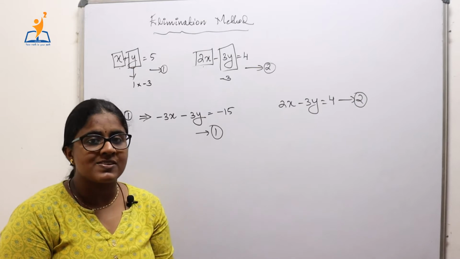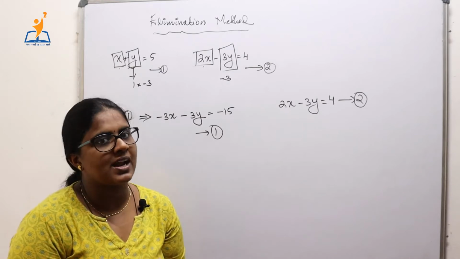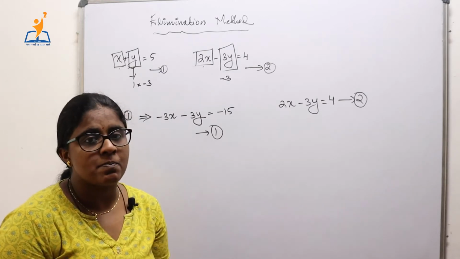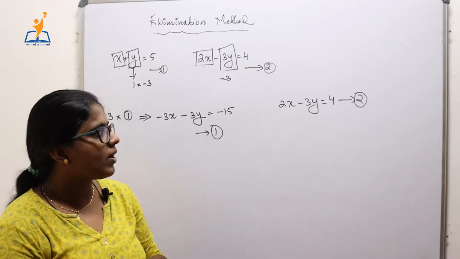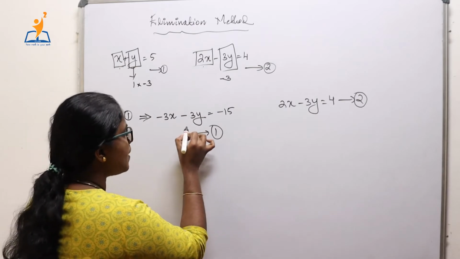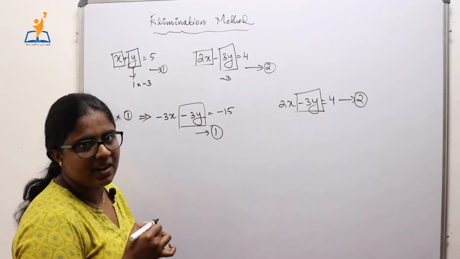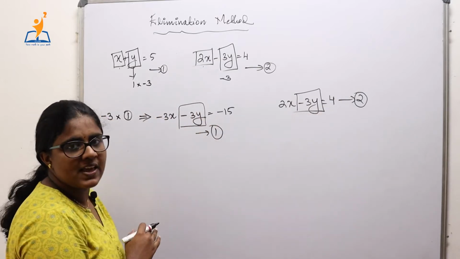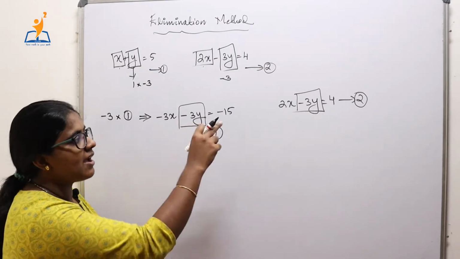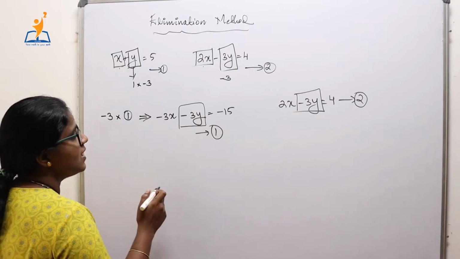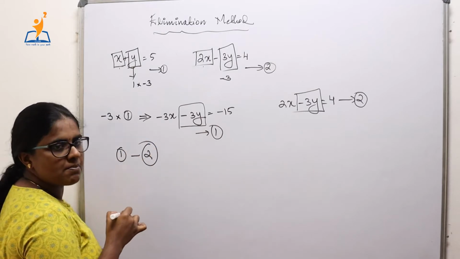Now we have to decide whether to add these equations or subtract them. What is our purpose? We have to eliminate one of the variables by doing either subtraction or addition. Here we have minus 3y and here also minus 3y, so the coefficients are the same. So we will subtract these two equations, and we will get y eliminated from both. So we are going to do equation number 1 minus equation number 2.